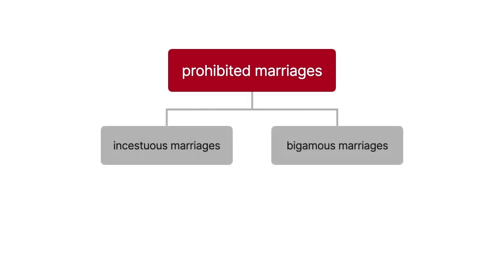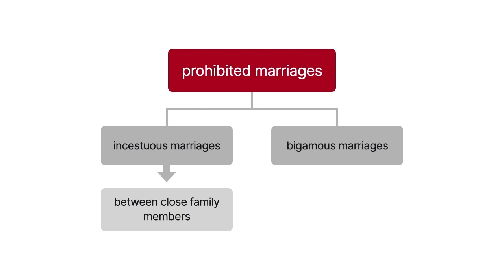Certain types of marriages are expressly prohibited. Parties can't validly consent to such marriages. Prohibited marriages include incestuous marriages and bigamous marriages. Incestuous marriages are marriages between close family members, such as between parents and children, full or half siblings, or aunts and uncles and nieces and nephews.